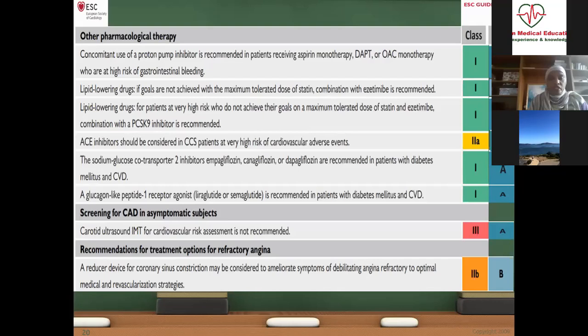And with regard to the treatment of refractory angina, there is a 2B recommendation for the reducer device for coronary sinus constriction to help alleviate the symptoms for those who suffer from debilitating angina or refractory angina despite medical therapy. Next.